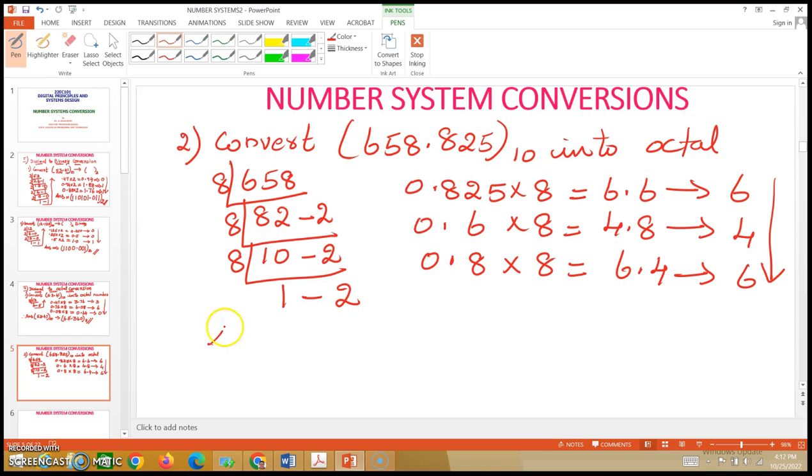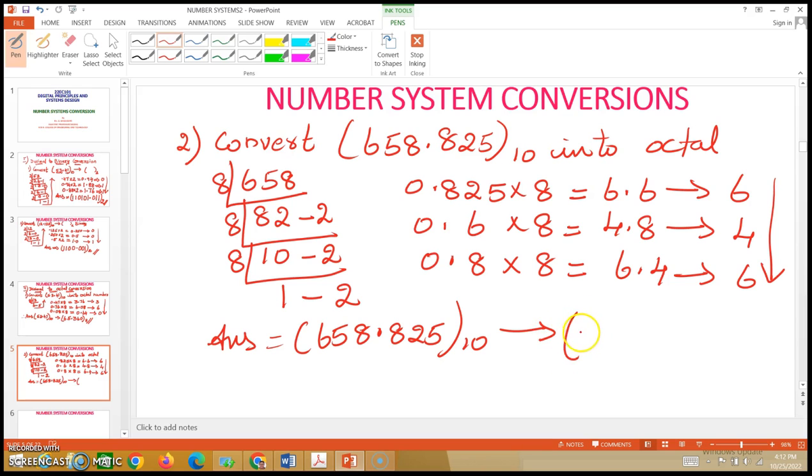Now the answer for 658.825 to the base 10 to the octal answer is 1. See, you have to read from bottom to top. That is 1222.646 to the base 8. So now, this is the second type of conversion, that is decimal to octal conversion.